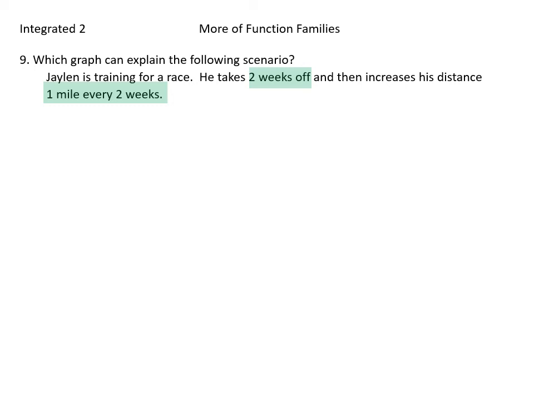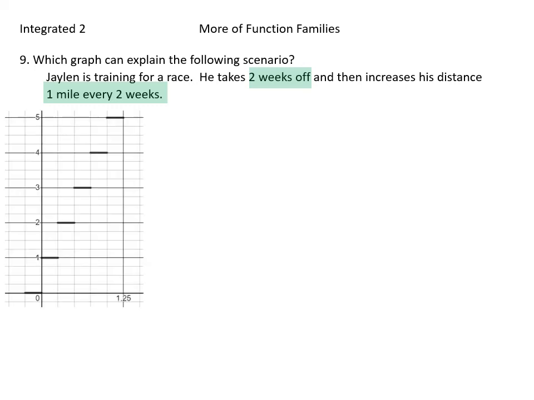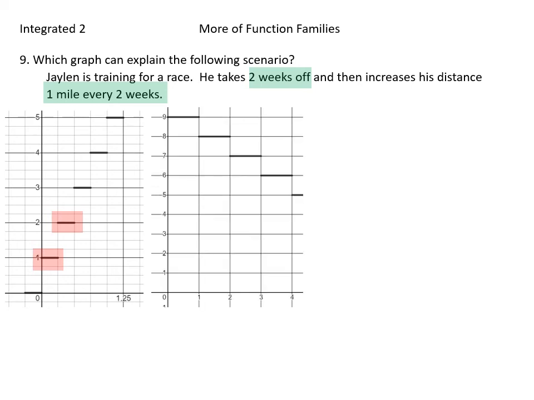Jalen then increases his distance 1 mile every 2 weeks. So look at this first one, and looking across the bottom, first 2 weeks he should be at 0. Looking at the graph for the first quarter of a week, because if we look at the table, each x value across the bottom is 0.25. For the first quarter of a week, he's running a mile, and then increases a mile every quarter of a week. So that one's out.